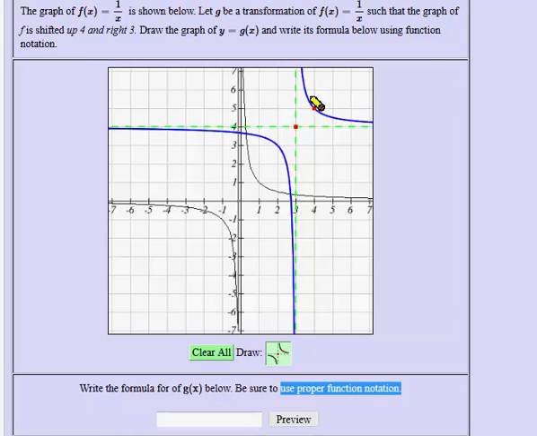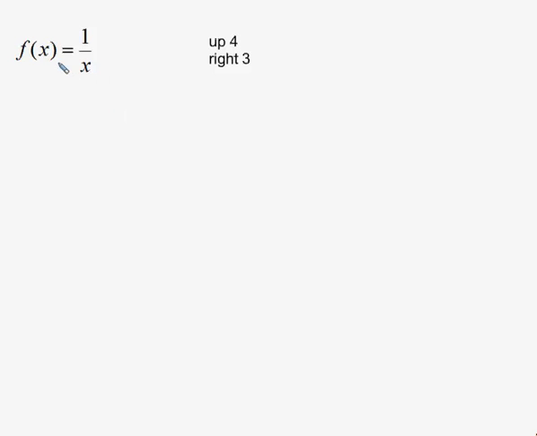The more difficult part is finding the equation for the graph we just drew. So here's the parent function, f of x equals 1 over x. We are to rewrite the equation that would be equivalent to moving the graph of f up 4 and to the right 3. Let's start with the horizontal shift right 3. The notation to move a function f of x to the right 3 would be f of the quantity x minus 3. What this means is we are to replace the input variable x with the algebraic expression x minus 3.